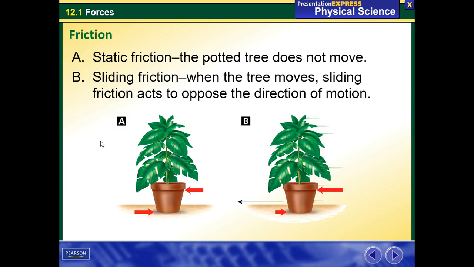So again, if we look at a potted tree, static friction, the potted plant is not moving because if you apply a force this way, it's applying a force back on you. However, once your applied force becomes bigger, notice the arrow, it overcomes this static friction holding it still and it starts to slide, but we're still going to get a little bit of friction down here from the flooring, so we call that sliding.